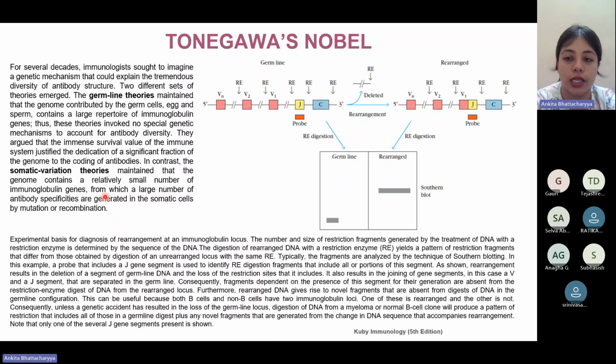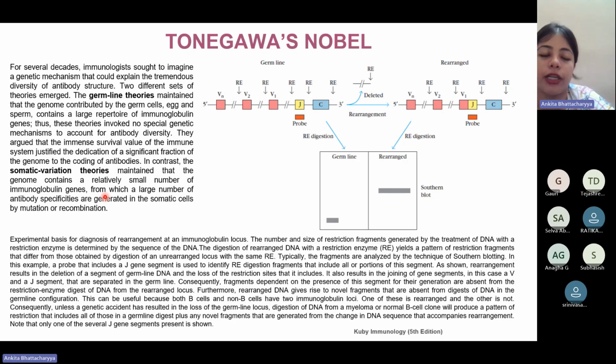So what you see, the schematic has basically been described in the legend. So I'll go through both of them simultaneously. This was Tonegawa's experiment. So the experimental basis for diagnosis of rearrangement at an immunoglobulin locus has been shown here. What you see is that when you treat DNA with any restriction enzyme, what is it?